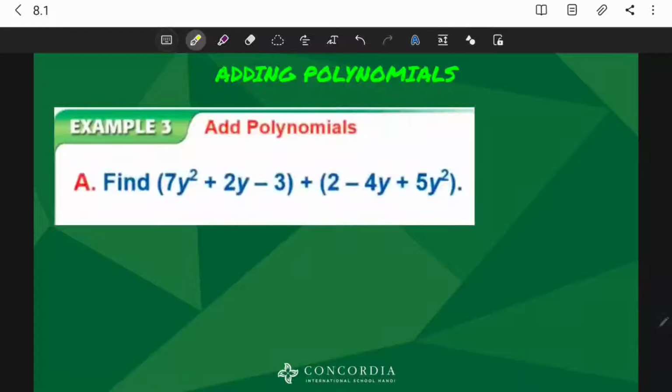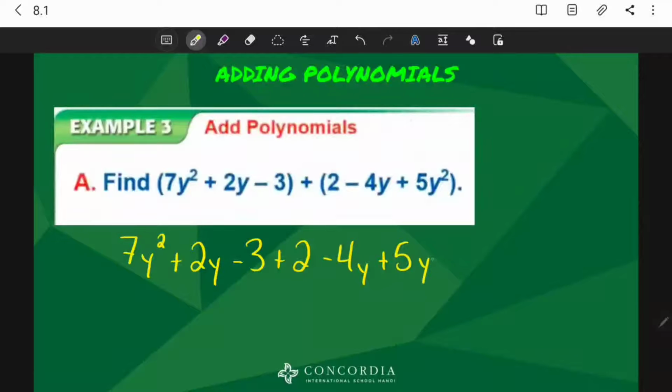Okay, now that we have a better understanding of what polynomials are and also how to write them in standard form and find the leading coefficient, let's get into the actual work of adding polynomials. You'll see here I have an expression that I need to evaluate, but before I do that, I'm going to try and simplify by grouping like terms. So I'm going to rewrite the question again without the parentheses. It's not needed in this case. Plus 2y minus 3 plus 2 minus 4y plus 5y to the power of 2.